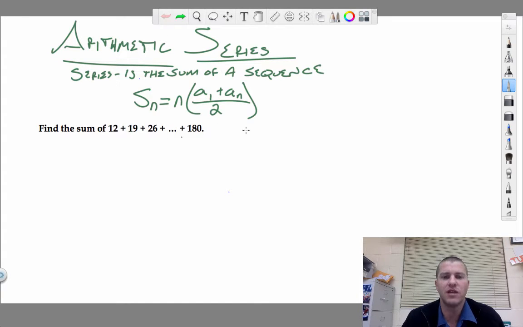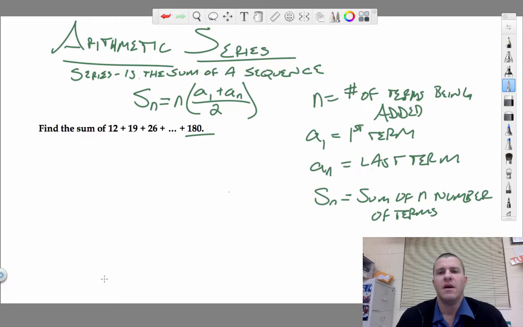Okay? So this is a series, and you're finding the sum of the series 12 plus 19 plus 26 plus, and you don't know how many terms there are in between here, and this last term is 180. So in this sequence, the n still represents the number of terms, except in this case it's the number of terms being added. The a1 is still the first term, a sub n is the last term in the sequence, and S sub n is the sum of all the terms in that sequence or series.